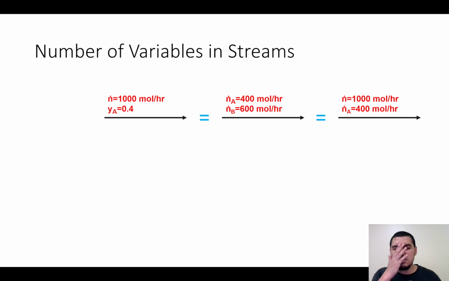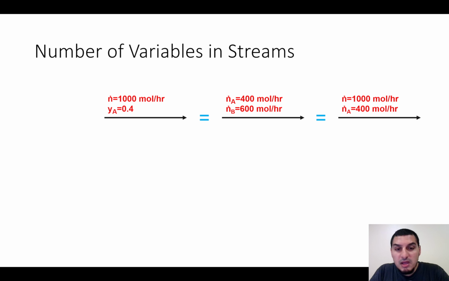So this point is about how can we count the number of variables. We have here a stream that consists of two components, A and B, and I have the same stream defined in three different ways. The first is using the total flow rate and the mole fraction of A. The second is the flow rate of A and the flow rate of B. The third is the total flow rate and the flow rate of A.